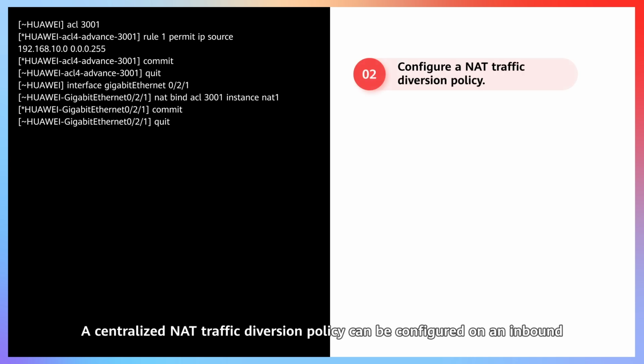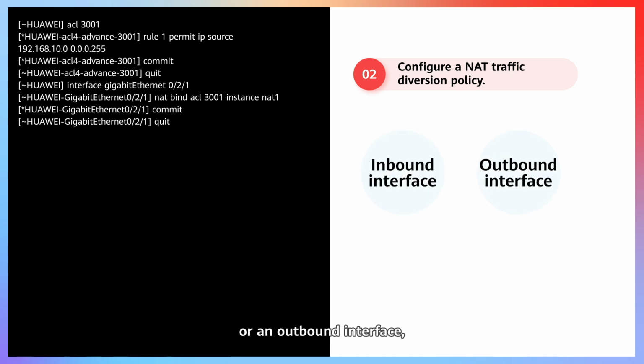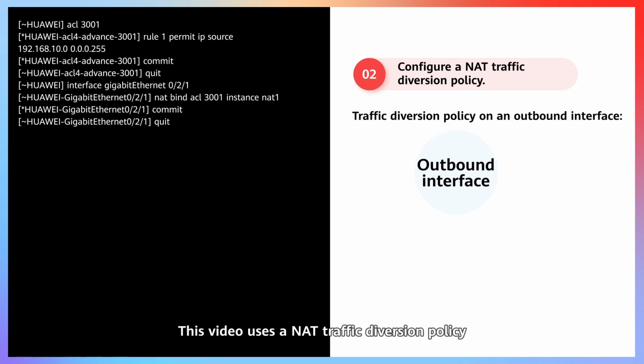Step 2. Configure a NAT traffic diversion policy. A centralized NAT traffic diversion policy can be configured on an inbound or an outbound interface, but not on both at the same time. This video uses a NAT traffic diversion policy on an outbound interface as an example.